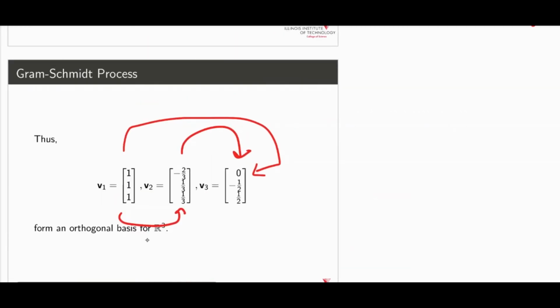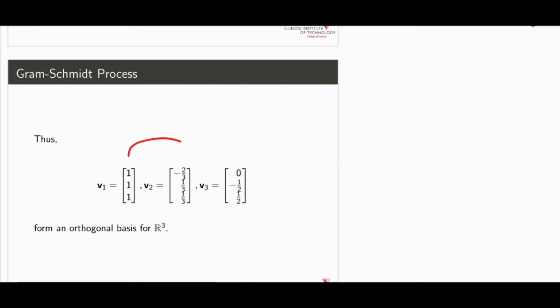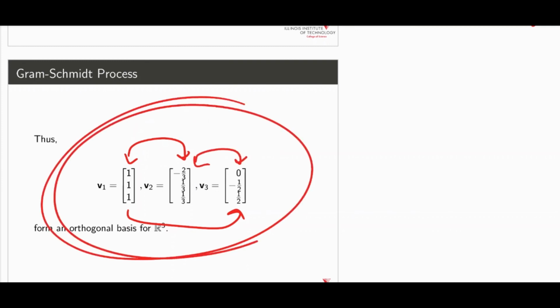So that's it. You can verify that again. This one dot this one will be 0. This one dot this one will be 0. And this one dot this one will be 0. So they are orthogonal. Orthogonal implies independence, and they also span the space. We checked that already. Okay, so that's it.